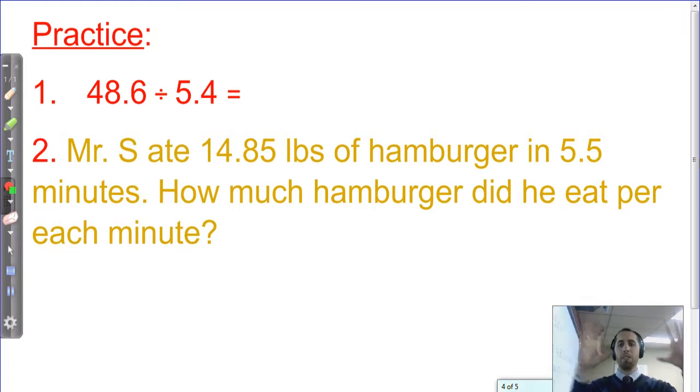So I give you the total and the total number of minutes, and I want you to break it down into each minute. So hopefully you know what to do there.